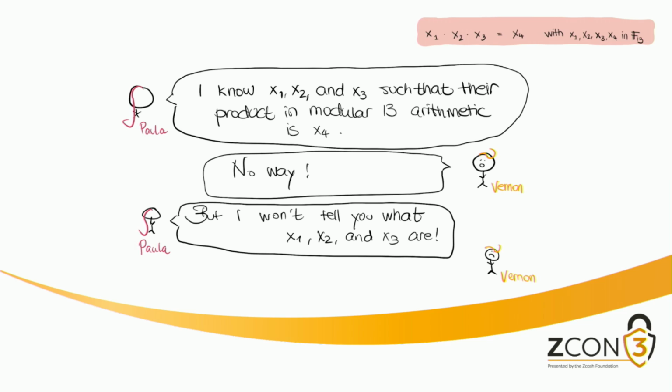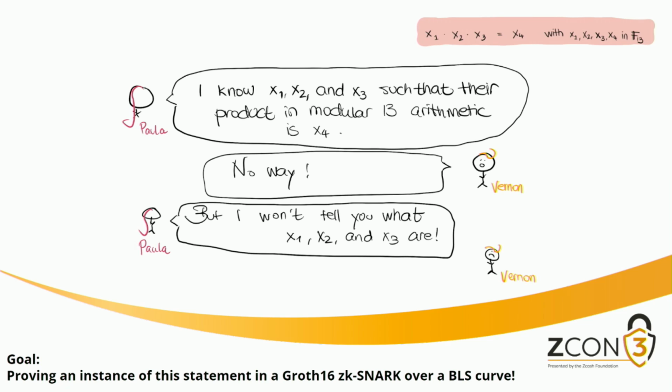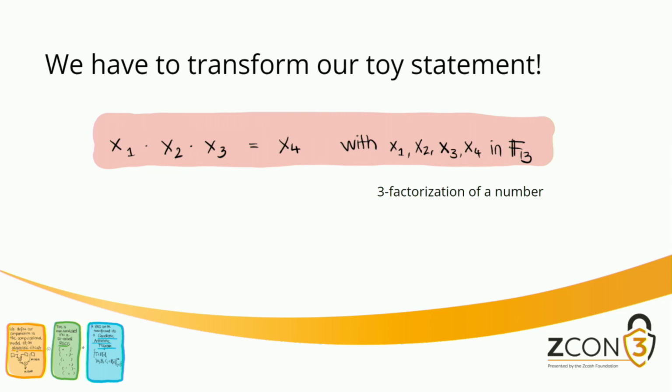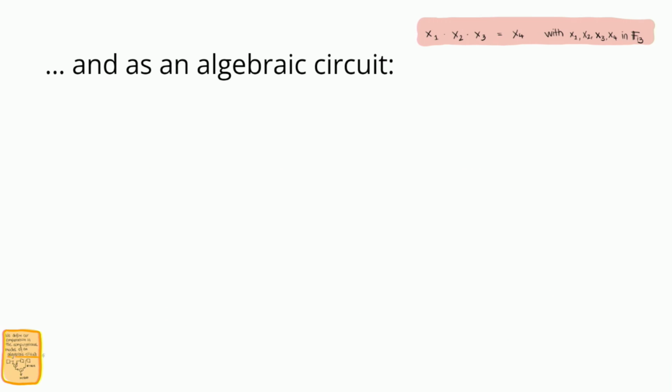This is a very non-practical example. It is not a practical thing that you would actually do in a ZK Snark, but for us that's good enough to see how Groth16 works. So this is the idea behind it. Our goal is to prove an instance of the statement in a Groth16 ZK Snark over a BLS curve. Yay, let's do it. Okay, so we first have to transform this statement, that I know 3 numbers multiplied to a 4th in F13, into an algebraic circuit. So let's do that first.